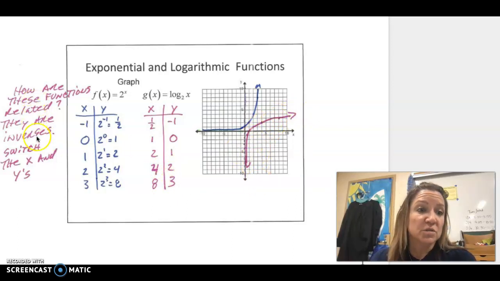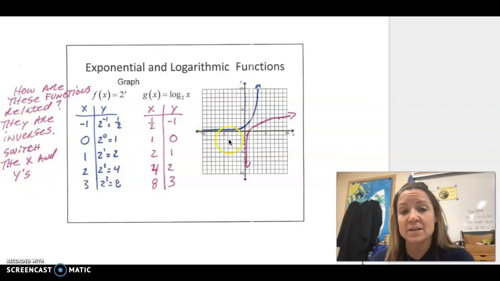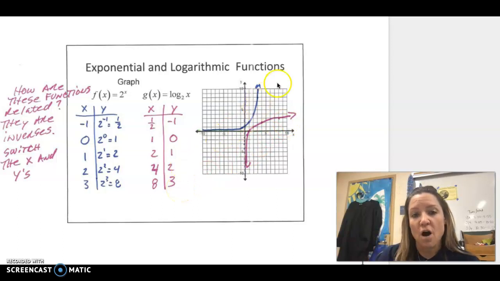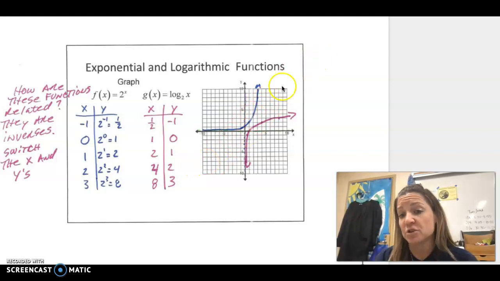How are these functions related? Well, they're inverses. So if you switch the x's and the y's, you're going to get these two graphs. What do you notice about the way they look? You could draw a line of reflection right here.